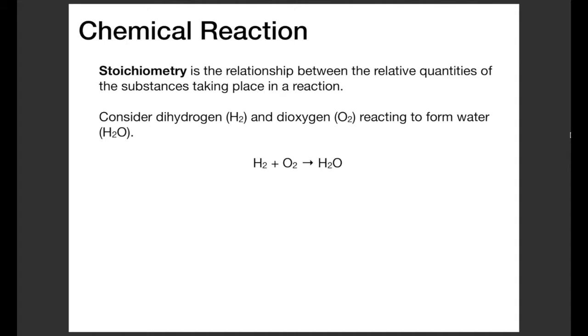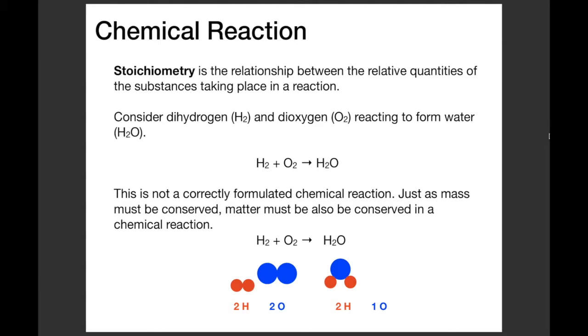The reaction that I have here is not correctly formulated. This is because matter is not conserved. What we say is that this reaction is not balanced. We don't have the same numbers and types of atoms on the reactant side as we have on the product side. To balance this reaction, we need to put coefficients in front of the various molecules. Putting a 2 in front of dihydrogen and a 2 in front of water will balance this reaction.